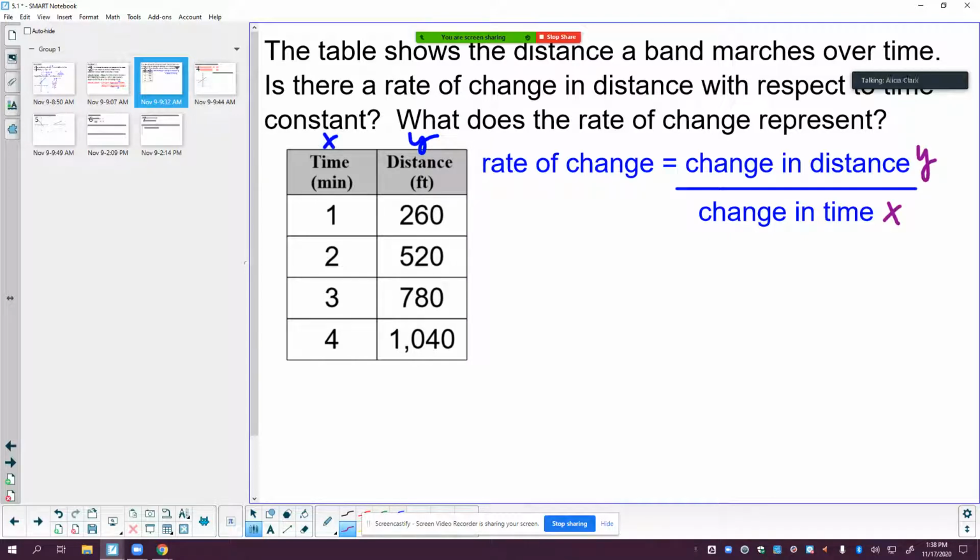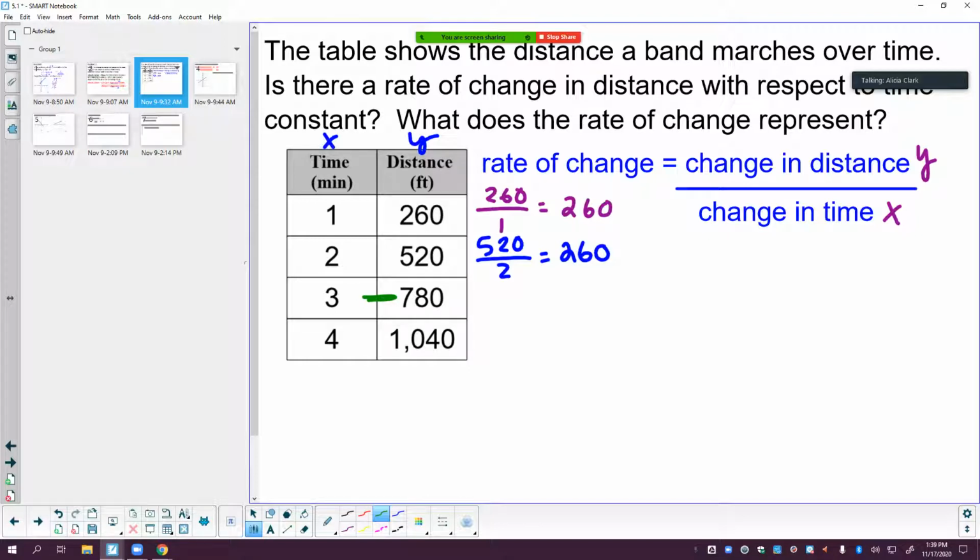Whenever I'm looking at my change, I've got y over x, or 260 over 1. If I simplify that, it's just going to be 260. If I look at the second one, after 2 minutes, they've gone 520 feet. That's going to be 520 y over x, 2. If I simplify that, I also get 260.